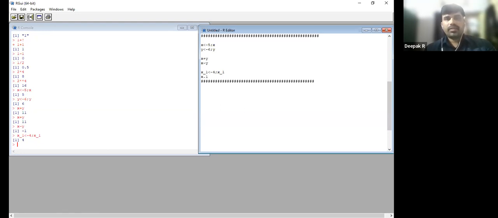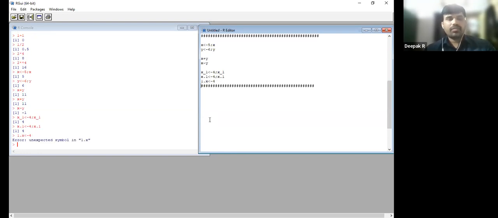The dot operator, which is not understandable in Python. But you cannot name a variable starting with a number. So that is the first thing that we should be able to understand or remember.